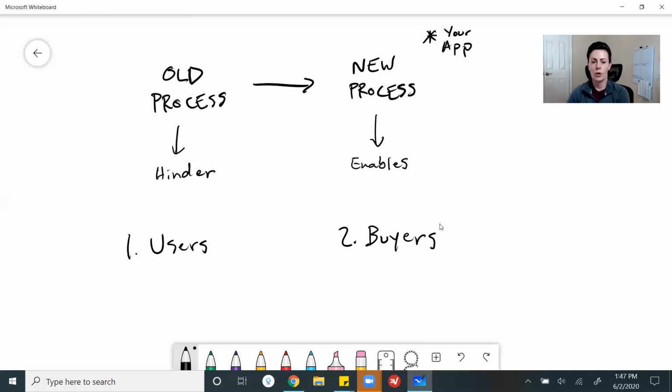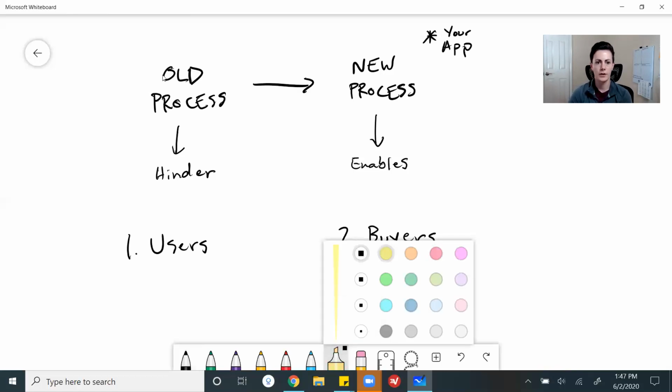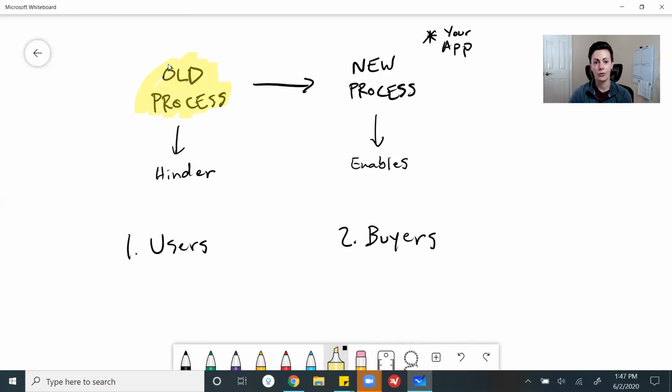So when you are, let me get my highlighter out here. When you are fixing the old process and you're providing this transformation into the new process, you are building all those features, all those different steps involved within your app, all that functionality, you're building it for the users themselves, because they're the ones who are going to be in your app, navigating your app, using your app, right? They're the ones executing.